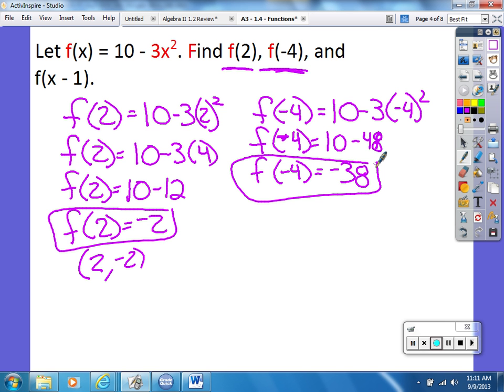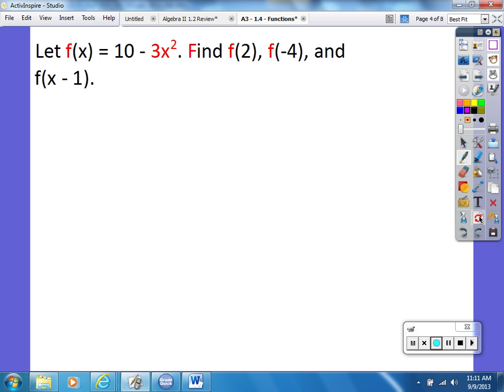Okay? So let's do the f of x minus 1 together now. So if I'm finding f of x minus 1, everywhere I see an x in this equation, I'm going to replace it with x minus 1. How do I do that? How do I simplify that? Nathan? Yes. Remember, you cannot distribute an exponent if there's a plus or minus inside of there.